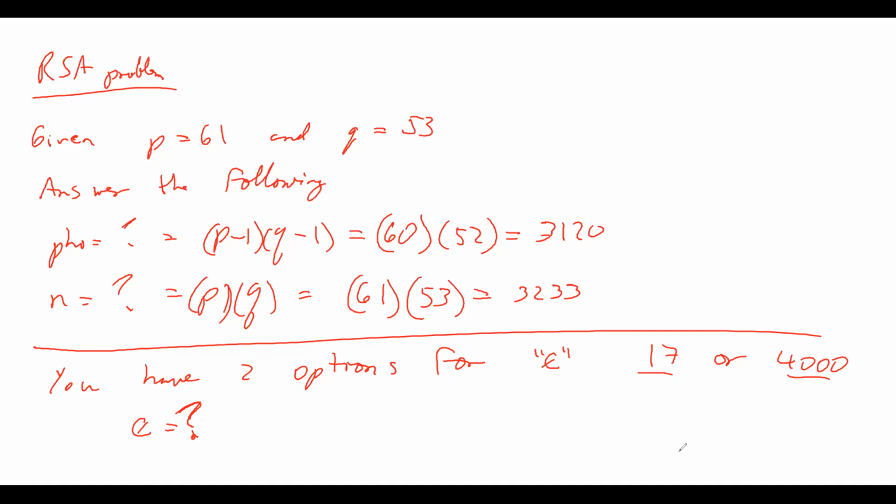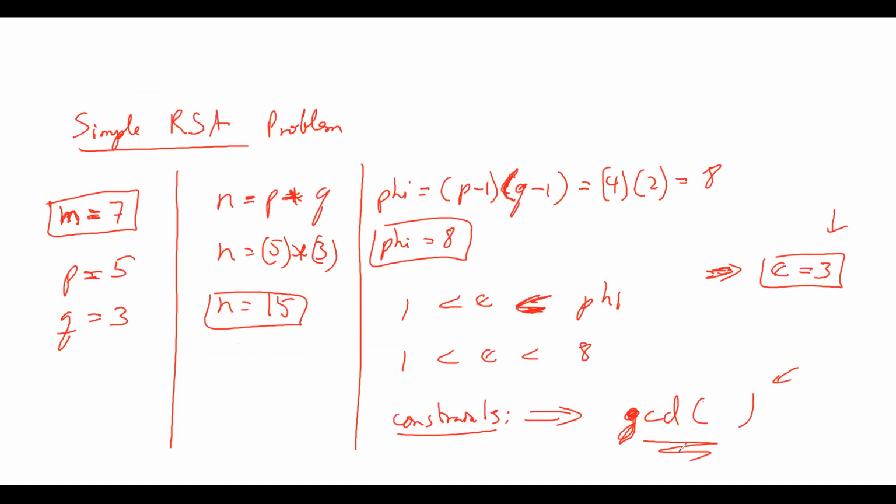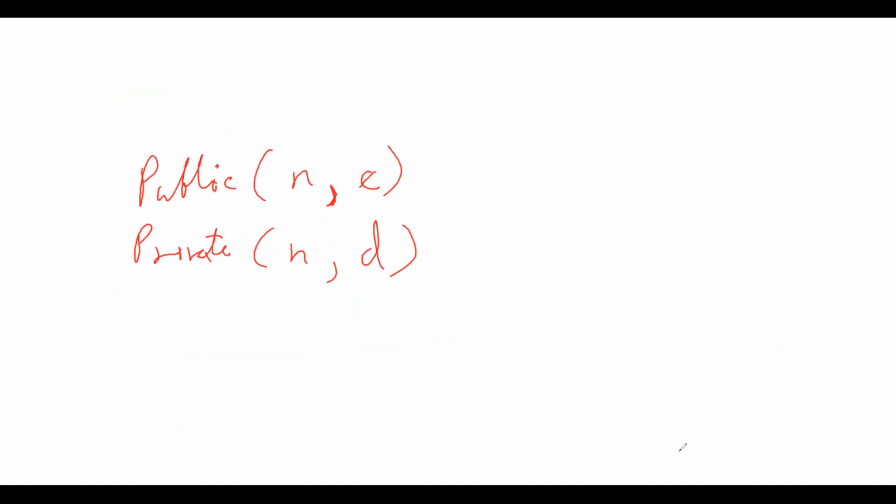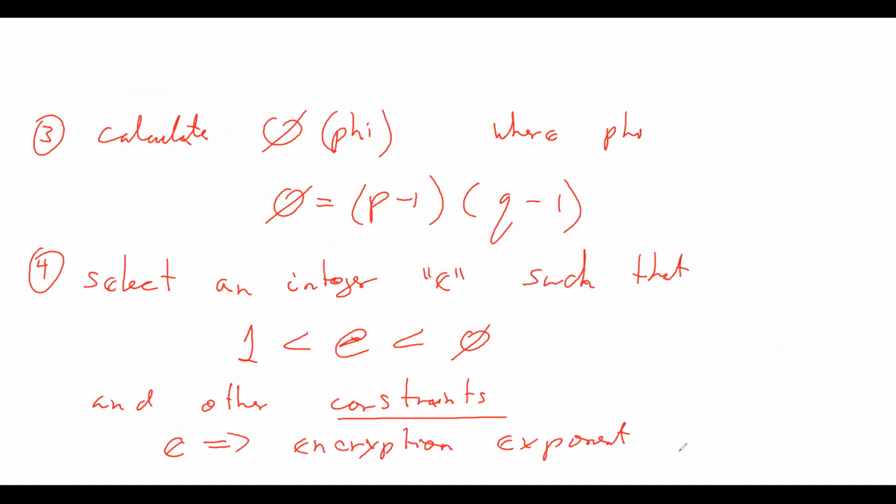What's E? All you have to do is go back to the algorithm steps, correct? How do we select? What do we know about E so far? That it needs to be greater than 1 but less than phi, and then there are other constraints that dictate it.